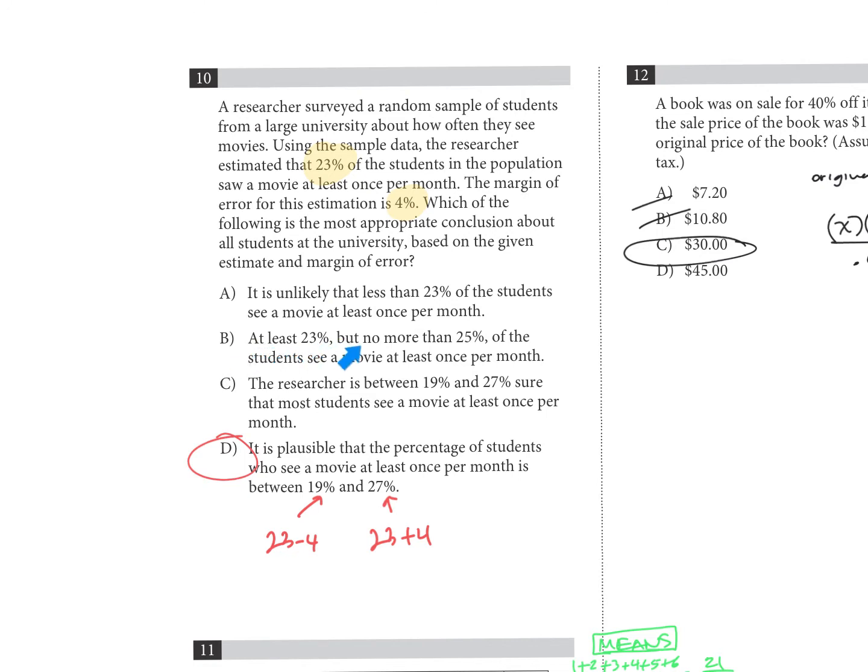B, at least 22%, but no more than 25% of students see a movie at least once per month. No, because the margin of error is 4. So 23 plus 2 is 25. So it should be within, that's not within the margin of error.